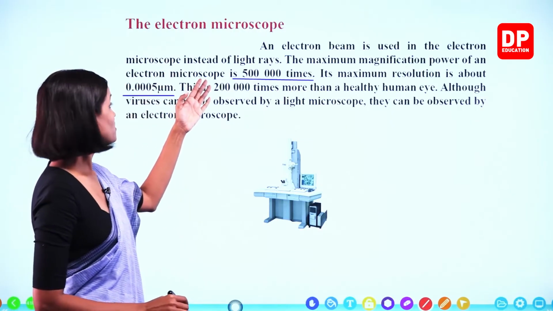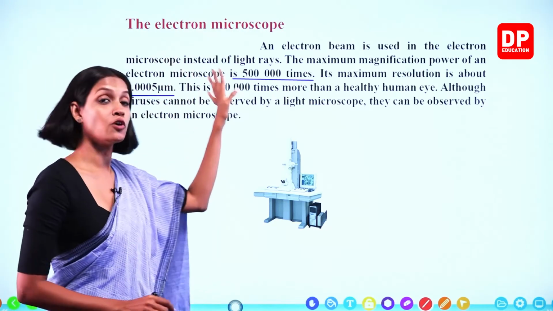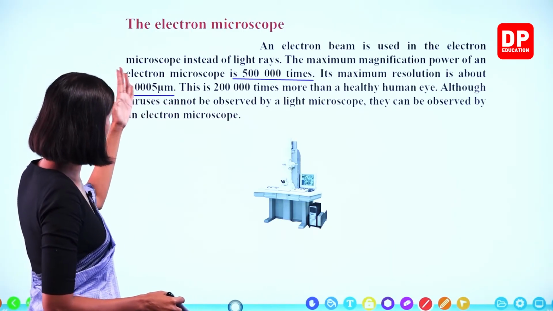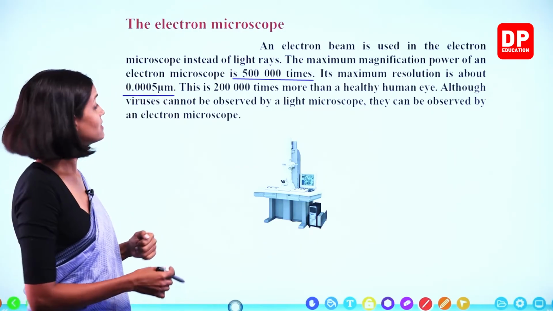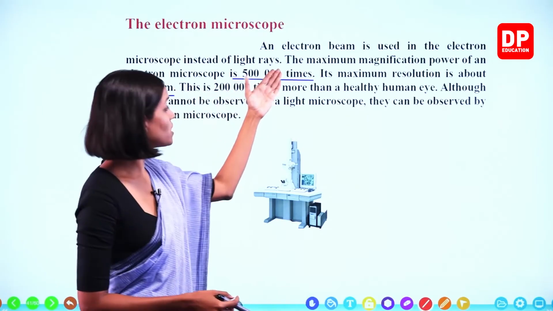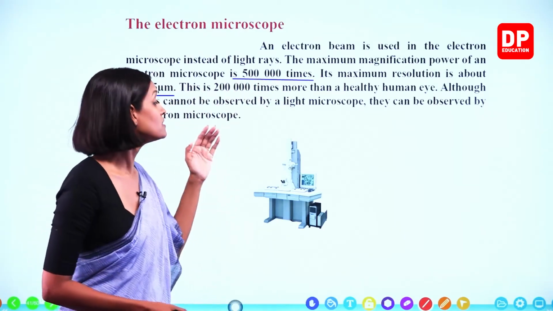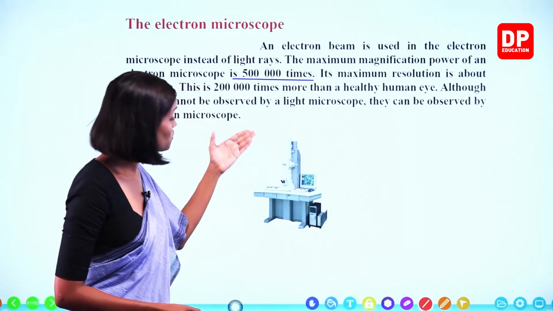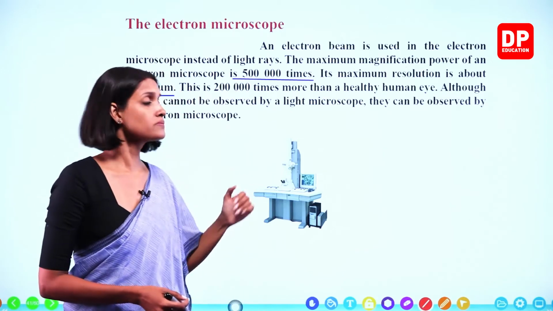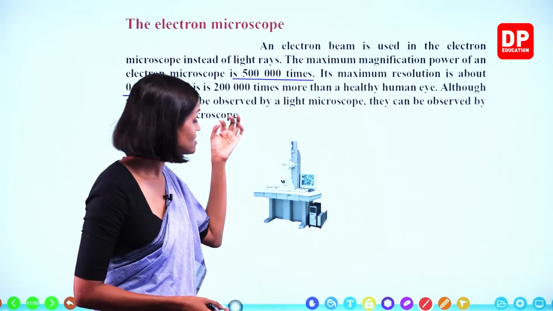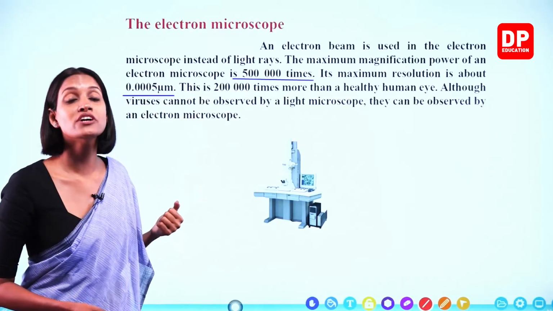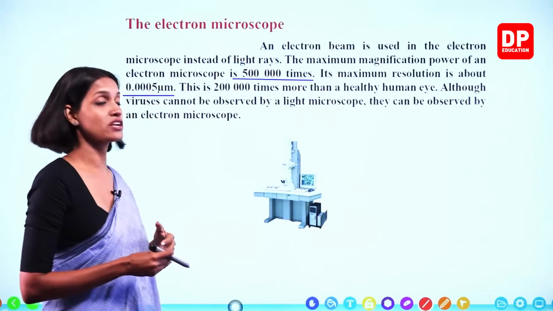So the maximum magnification is about 500,000 times. Resolution is about 0.0005 micrometers, right? So this resolution is 200,000 times more than a healthy human eye. This is why this microscope is so powerful, right? So because of this reason, we can observe many tiny objects, right? Extremely small objects using these type of microscopes, okay, electron microscopes, okay.